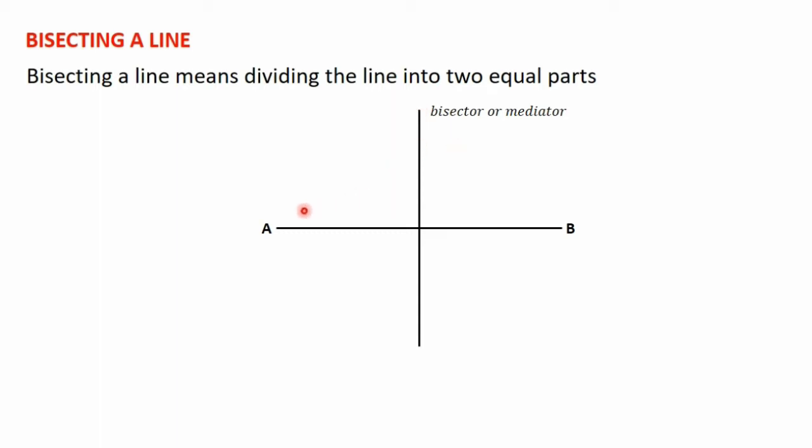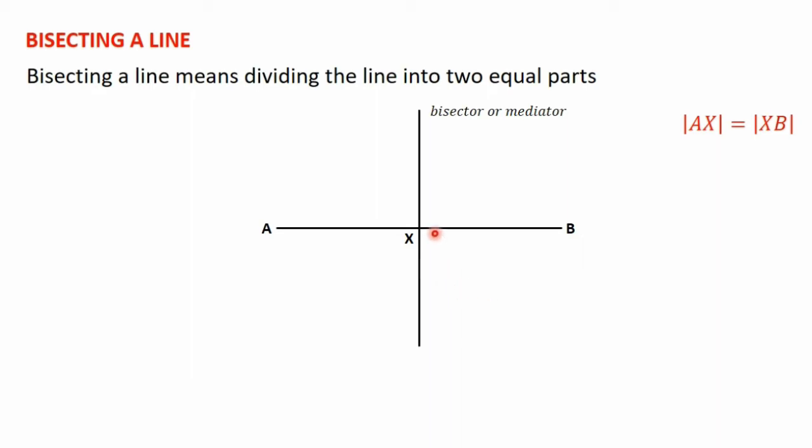Because the bisector or the mediator divides line AB into two equal parts, if you call this point here, that is the meeting point of the bisector and line AB, as X, we can say that the distance from A to X is equal to the distance from X to B. This is because the bisector or the mediator will divide the line AB into two equal parts. So if X is the meeting point of the line AB and the mediator, then from A to X will be the same as from X to B.